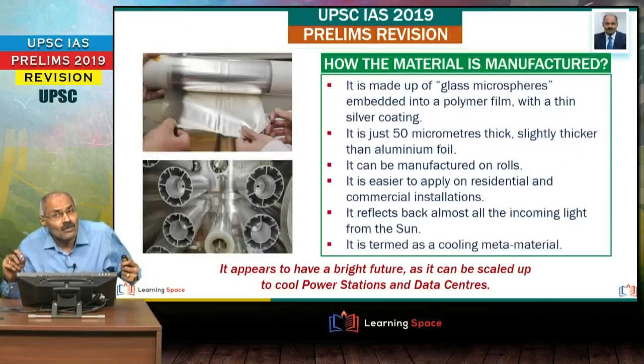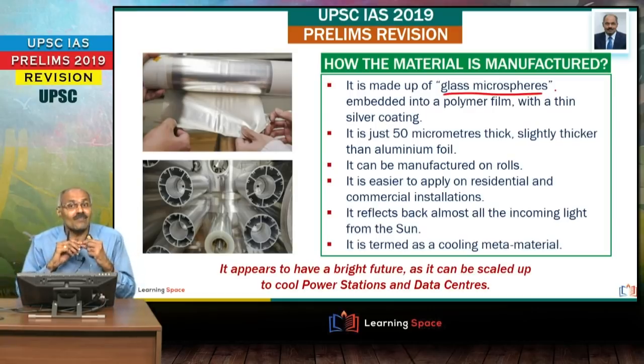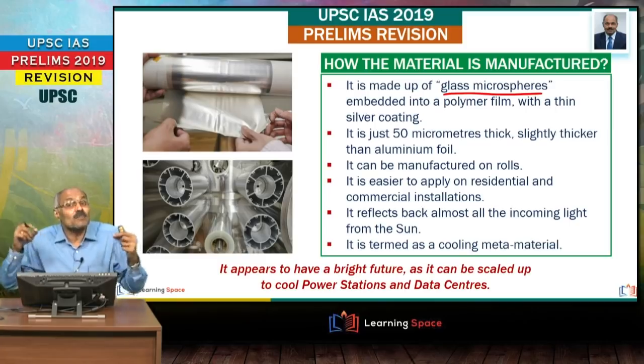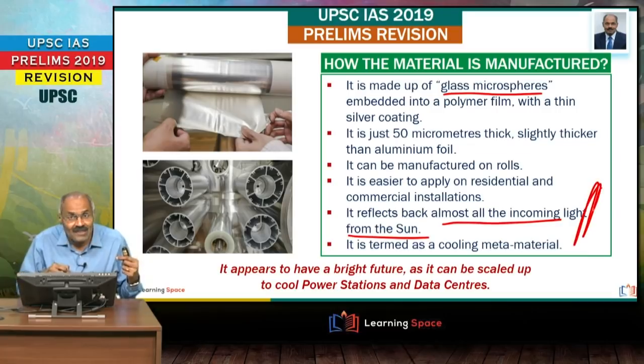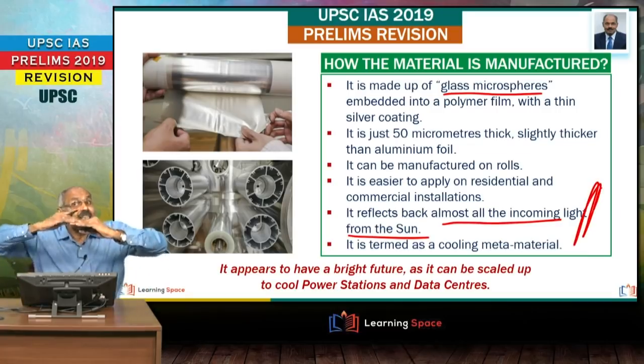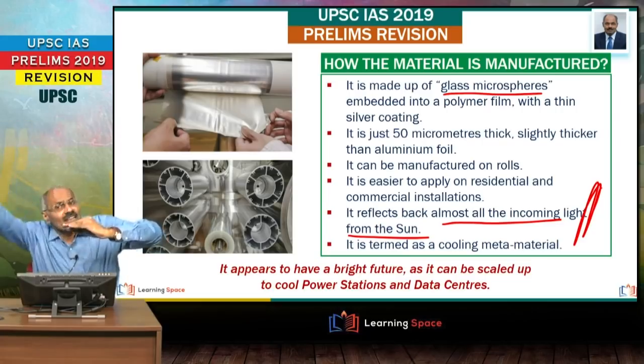What are we talking about? We are talking about glass microspheres, right? It is made up of, that means, the material which keeps cool inside. Why does it keep cool? Because it reflects back almost all the incoming light from the sun. So the surface reflects almost the entire incoming radiation from the sun, that is in fact reflected back.